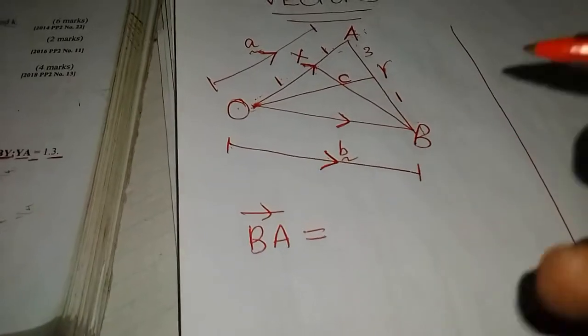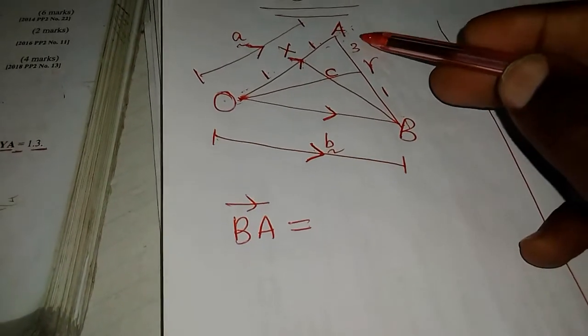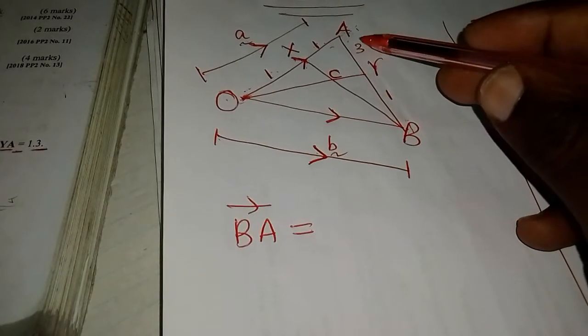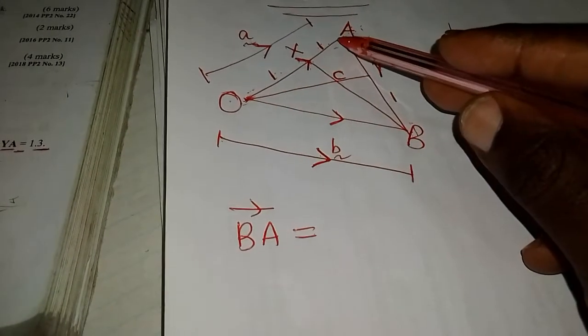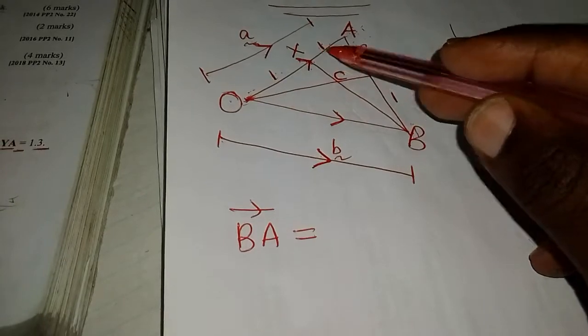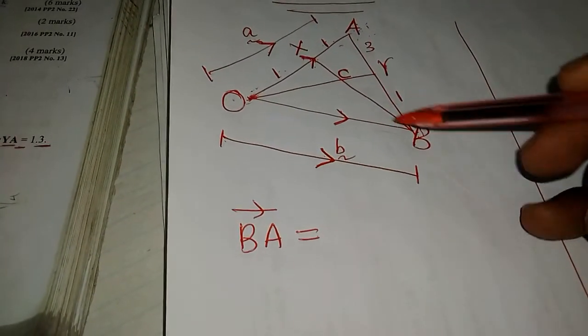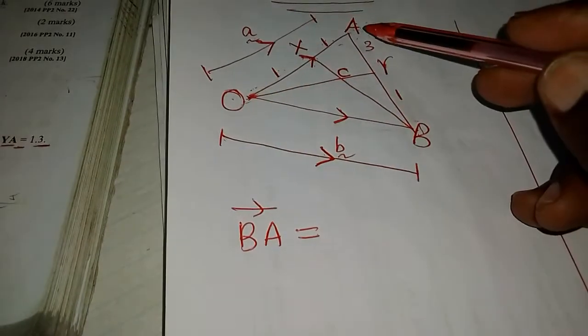How do I get BA? BA, that is to say, we are moving from B to A. And I told you with vectors, you don't use this route. So you have to take another route. You go via the vector. That means BA is B, O, O, A.